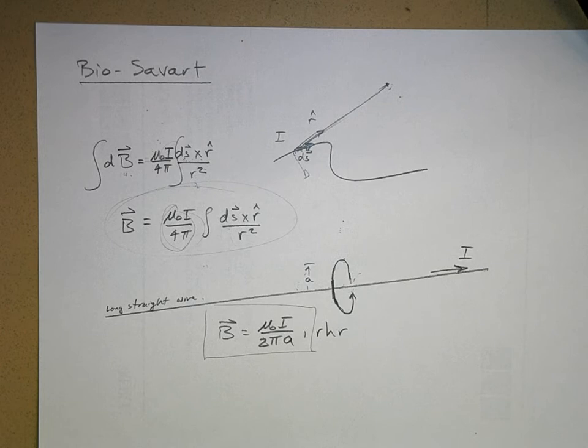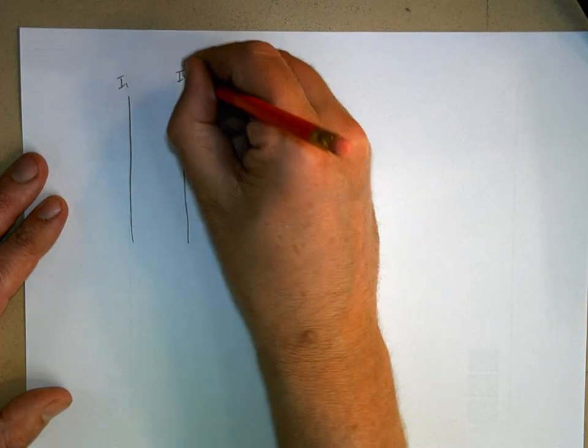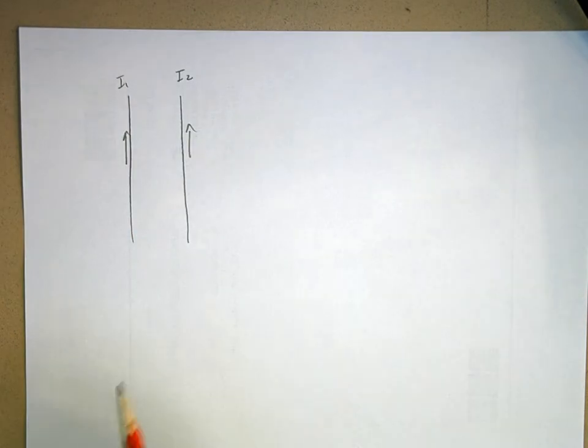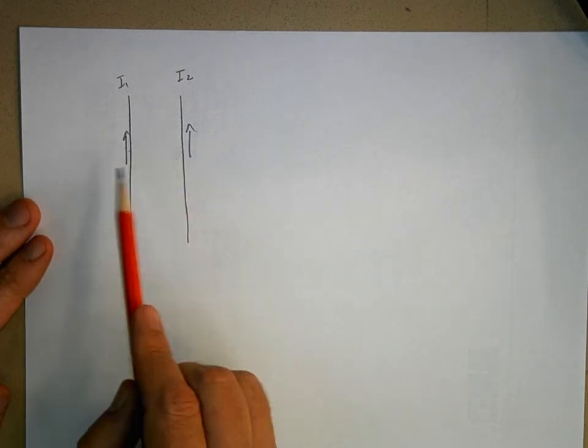Now, one thing that they really love to give you, and again, I'm not going to rederive it. I don't want to rederive very much today because it's just too much to review. What if I have 2 long straight wires like this? Let's say this is I1, and this is I2. Well, it turns out that I1 creates a magnetic field, right? Because long straight wires create magnetic fields.